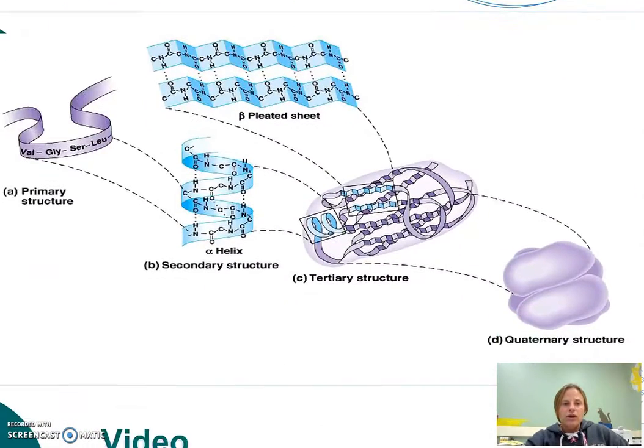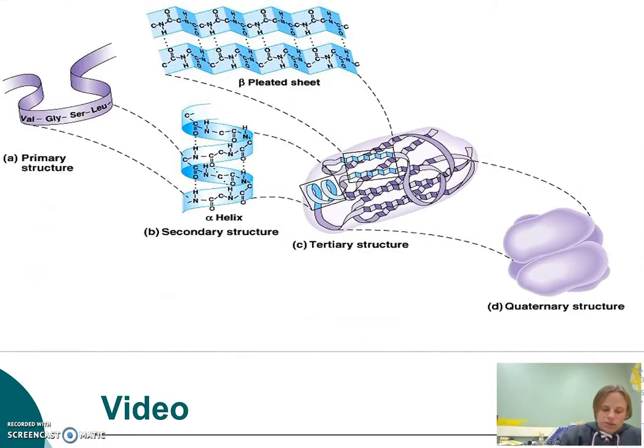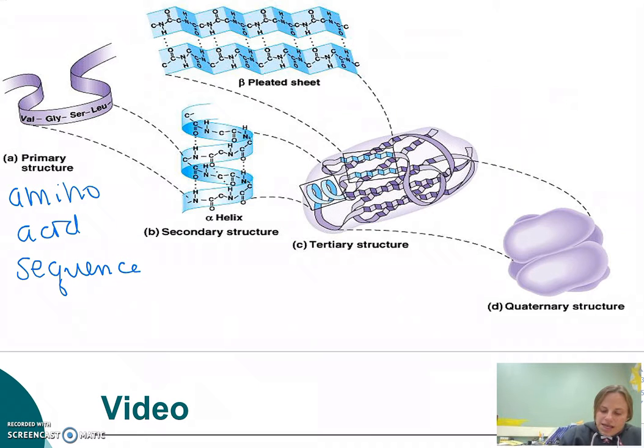So here, you've got your primary structure. Your primary structure is just the amino acid sequence. When we move on to our secondary structure, you have your alpha helix and your beta pleated sheet. Now our polypeptide is starting to take shape.